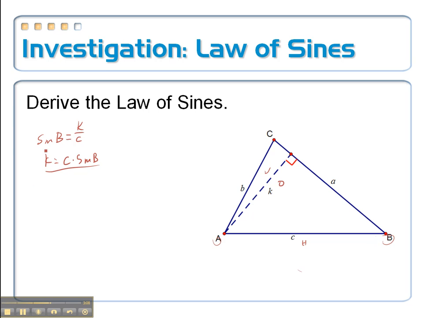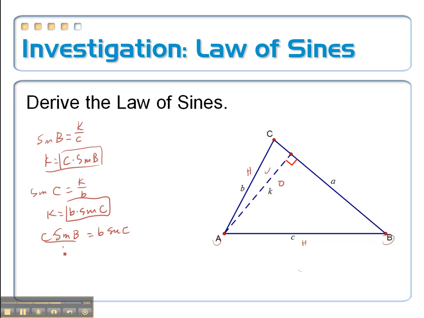First equation. For the second one, let's use the top tiny little right triangle, find the sine of angle C. That should be equal to, here's the opposite, the hypotenuse this time is B, so K over B. Do the same thing, K is equal to B times the sine of C. Since they're both equal to K, these two things have to be equal to each other. So I set them equal to each other. C times the sine of B equals B times the sine of C.